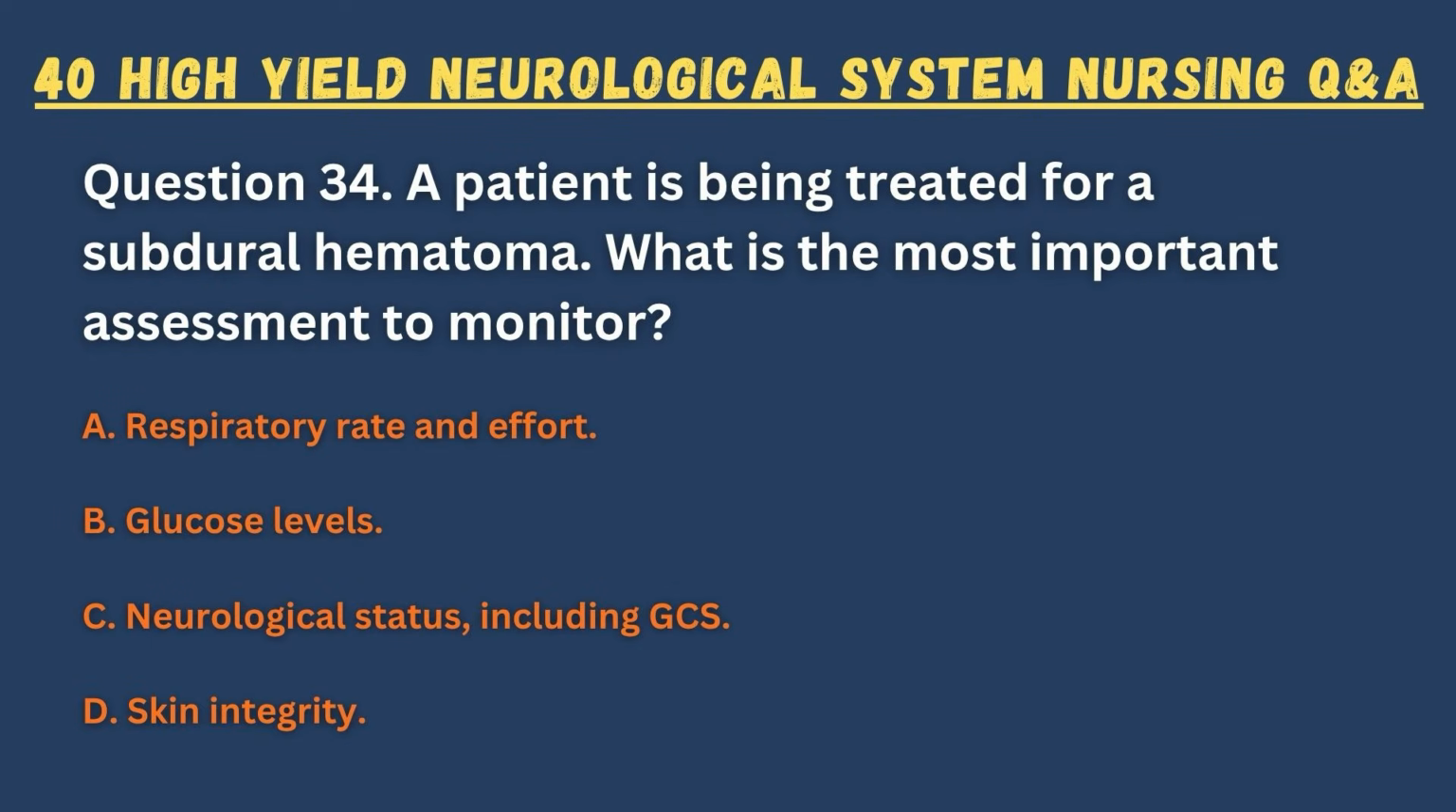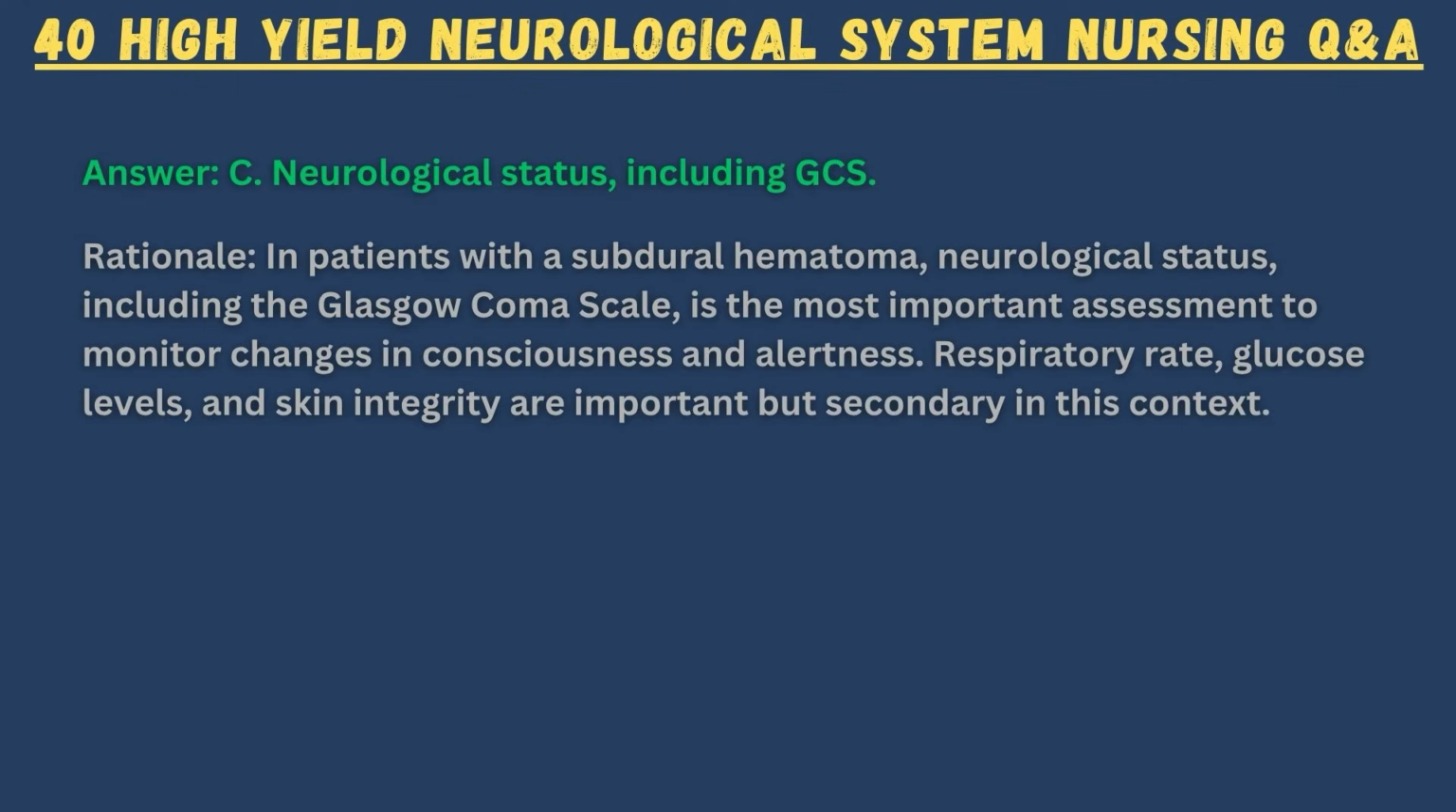Question 34. A patient is being treated for a subdural hematoma. What is the most important assessment to monitor? A. Respiratory rate and effort. B. Glucose levels. C. Neurological status, including GCS. D. Skin integrity.